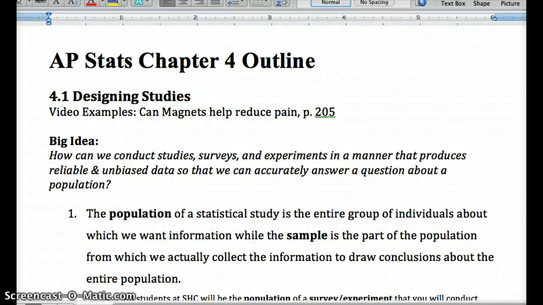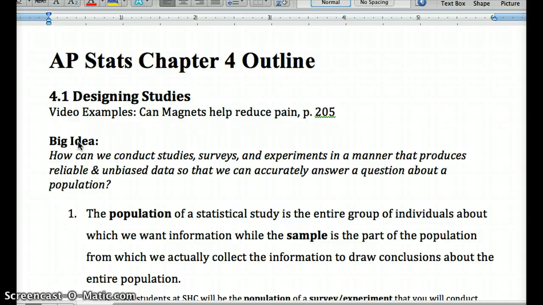This is our lesson for Chapter 4, Lesson 1, Designing Studies. So the big idea I'd like you to keep in mind here is how can we conduct studies, surveys, and experiments in a manner that produces reliable and unbiased data so that we can accurately answer a question about a population.